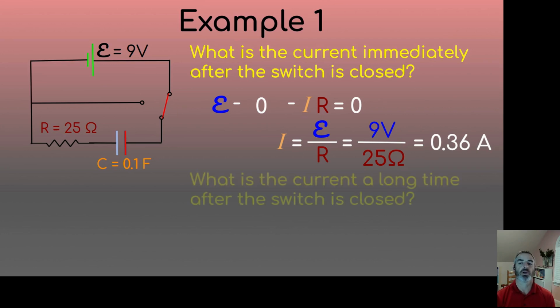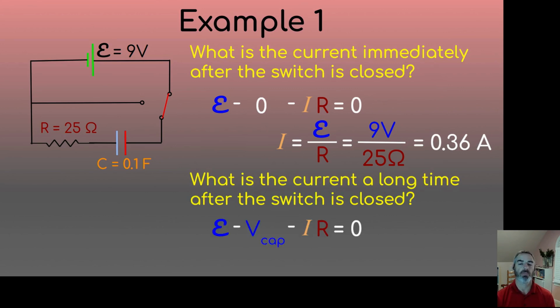Now, what is the current a long time after the switch is closed? Well, we'll use the same loop rule equation: EMF of the battery minus the potential of the capacitor minus the potential of the resistor. After a long time, the capacitor is going to be fully charged, which means there's no more charge moving. So I times R is going to give us a value of 0, because the capacitor is going to have the same potential as the EMF of the battery, which means there's no more charge being moved, which means that there's no current. So I is equal to 0.